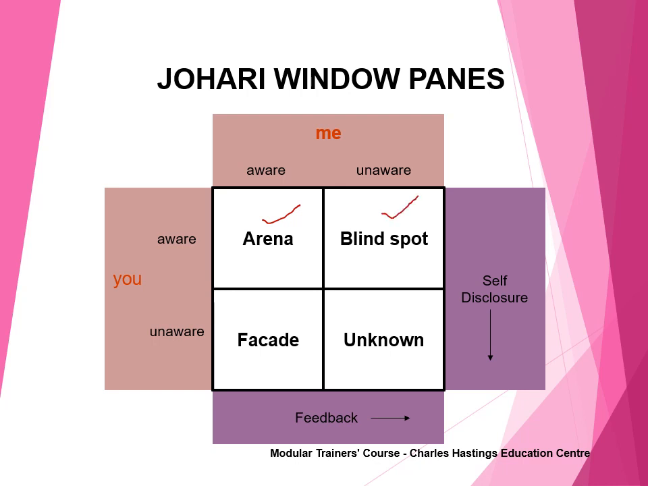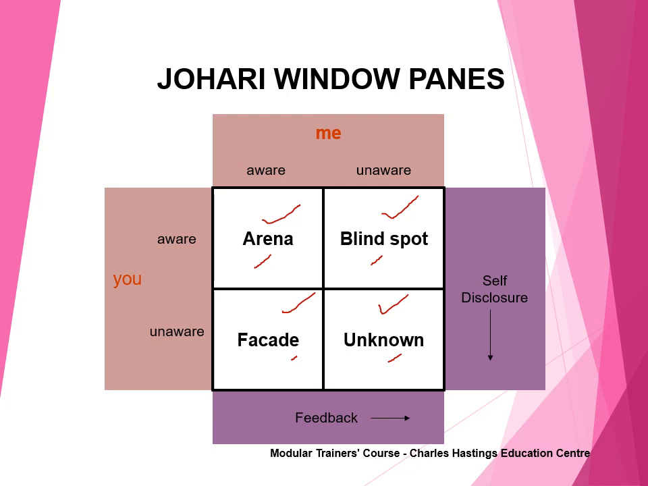So we have 4 panes over here. There are 4 situations in the relationship that we can see in these panes. So these 4 panes represent the situations that we can find in a relationship. The 4 panes are arena, blind spot, facade, and unknown. So we will look at these panes one by one.